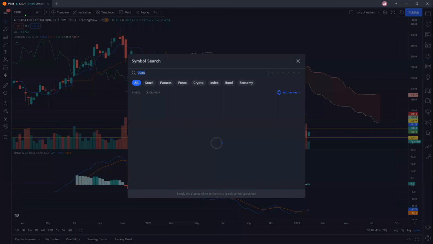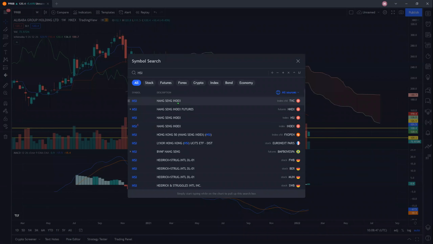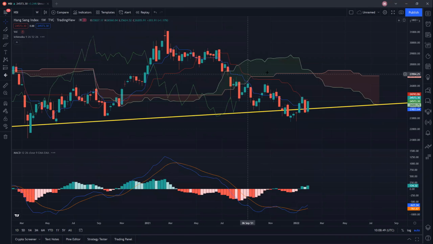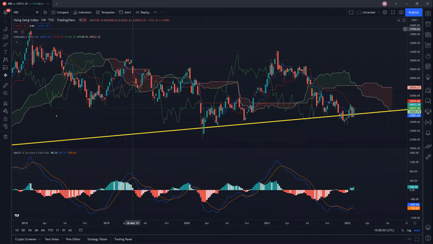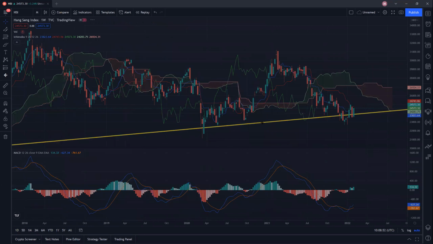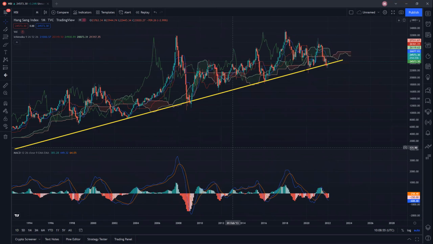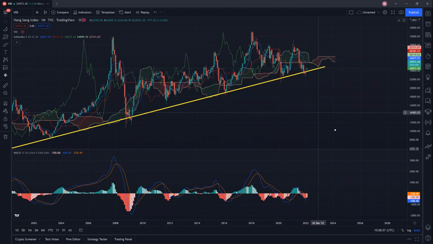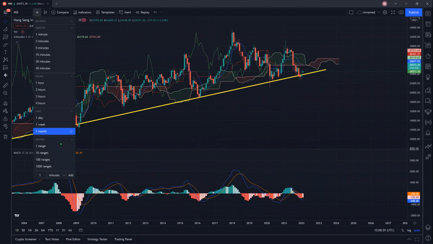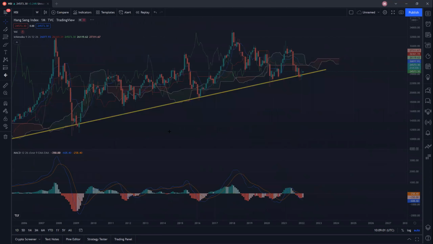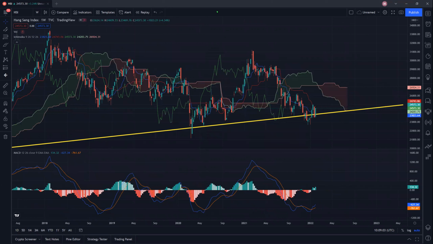I am actually quite bullish on the Hong Kong market, because I feel that there may be a bull run coming soon. If you look at the Hang Seng Index on the monthly charts, we are still on the uptrend. You can see that on the monthly charts, we are still looking good above the yellow line.